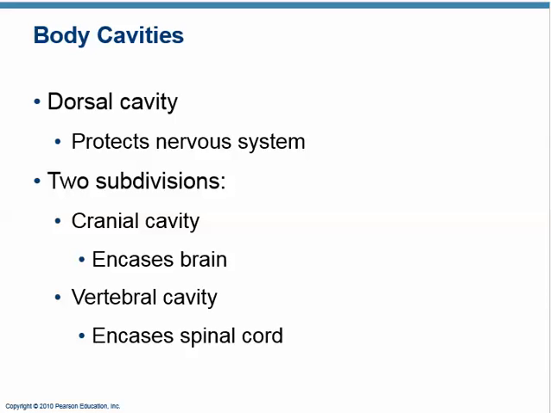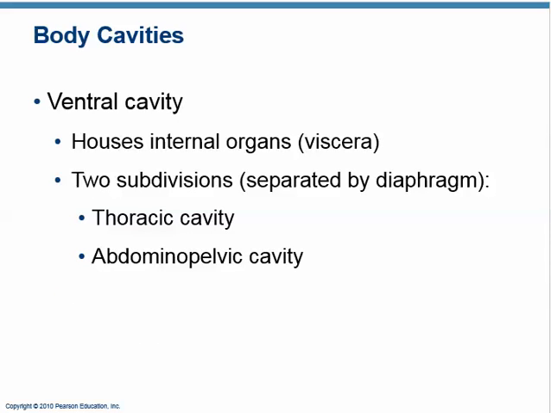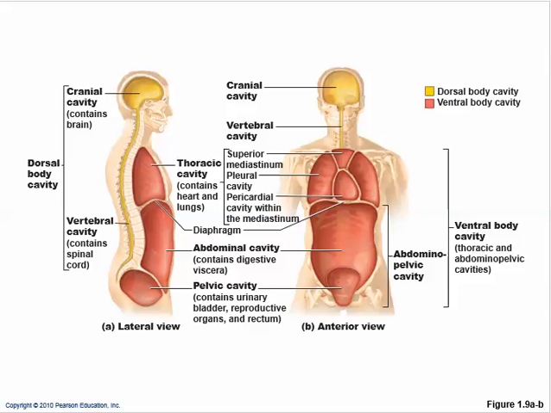There are cavities, front and back. So the dorsal cavity is the one that's the skull and the vertebrae, and the nervous system is found in it. The ventral cavities are found in the front. So this is where the organs are. So there's the thoracic cavity and the abdominal pelvic cavity, which is really one cavity. So it ends up looking like this.